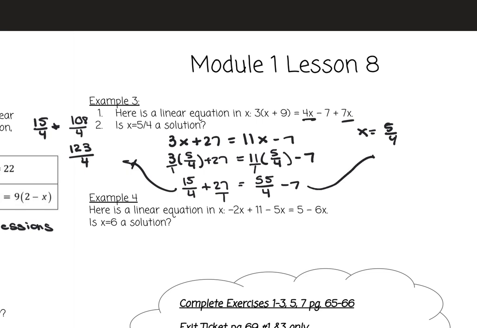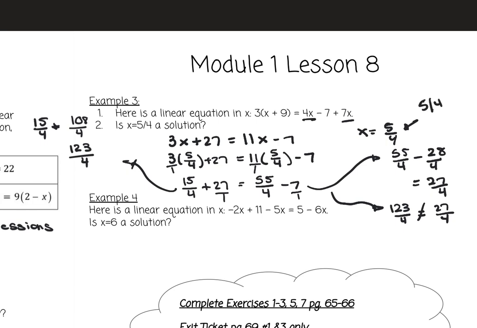Over here, we're going to do the exact same thing. So we have 55 over 4 minus 7. To have a denominator of 4, I can put it over 1, multiply both the top and the bottom by 4 and get 28 over 4, which is going to give me 27 over 4 once I simplify that. So rewriting my expression again, and sorry for all of the arrows and spacing, I have 123 over 4 is equal to 27 over 4, which again tells me that 5 over 4 is not a solution.